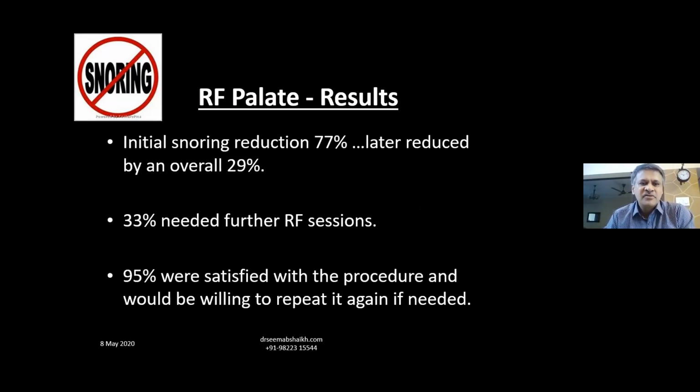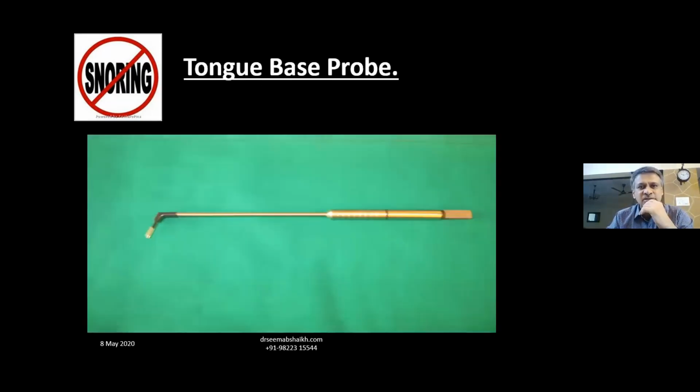But the better part of it is that even though they were a little low on the results initially, a lot of people were very satisfied with the simplicity of the procedure, and they were willing to repeat it again. They had to repeat it in almost 33% of patients. So that gives you an idea of the simplicity of the procedure, the simplicity post-op, less complications, but at the same time, since it's less invasive, results aren't going to be all that great and miraculous.